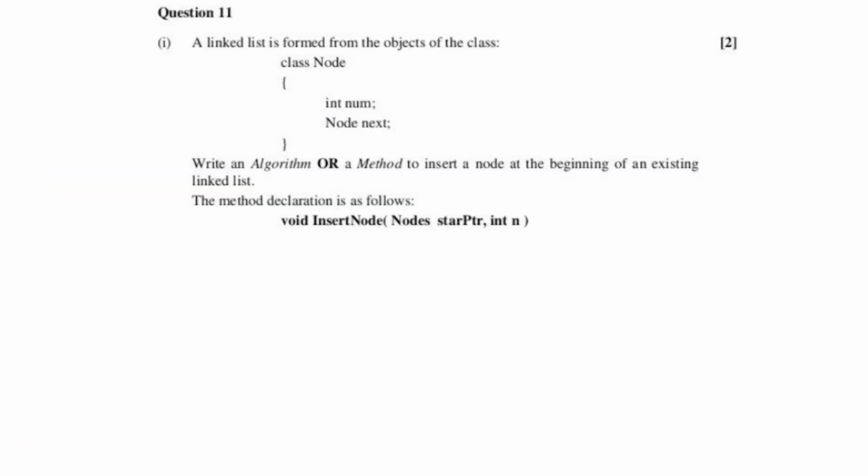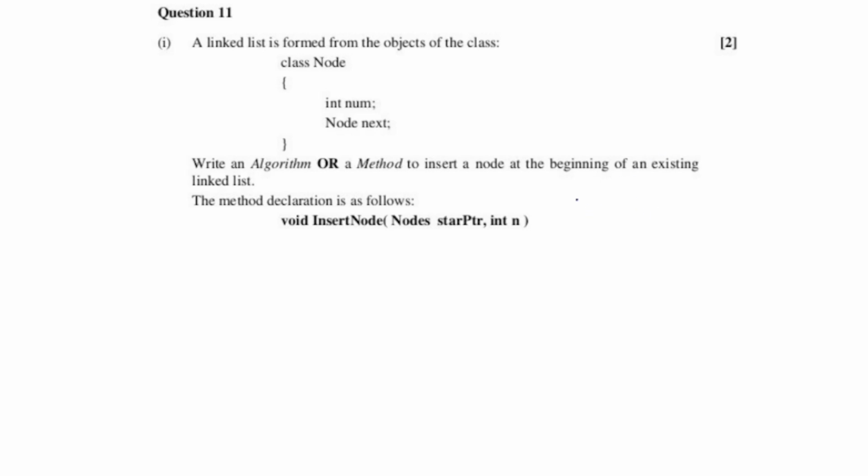Now the next question, that is question number 11, part 1, is from linked list. The question is asking us to create an algorithm or a method to insert a node at the beginning of an existing linked list. The structure of a node has already been defined. The node contains 2 data members. One is the number which is to be stored in the linked list, and the other is the reference to the next node. Let me first illustrate the logic before we write the code.